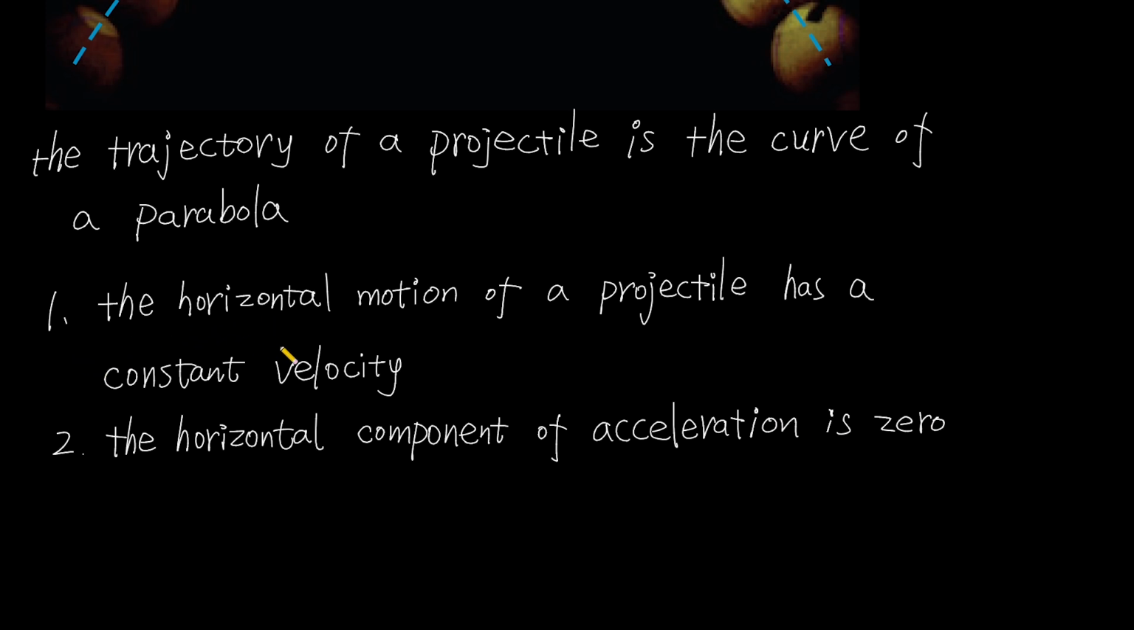So the first one said that the horizontal motion has a constant velocity. This means that the horizontal motion does not have an acceleration. Or in other words, the acceleration of the horizontal motion is zero. So number one and number two, in fact, they have the same meaning.